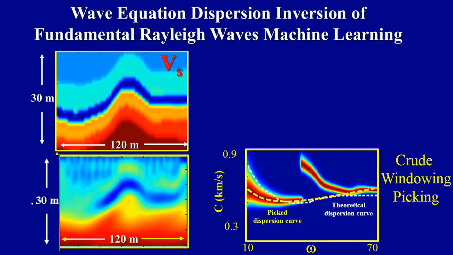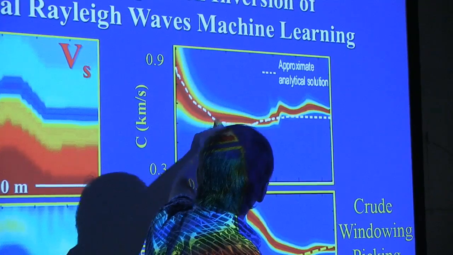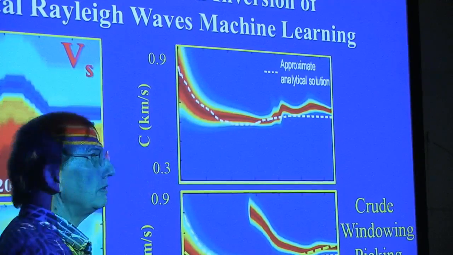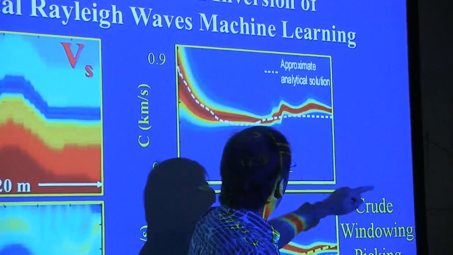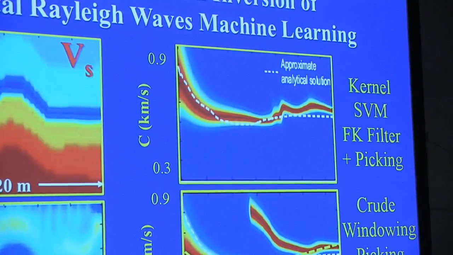What happened if you use machine learning to do the picking? If you use machine learning to do the picking, in the FK domain, try to window out everything but the fundamental mode, and then the dispersion curve associated with it, bingo. You got that. And that looks like it agrees much more, both at the low frequency range as well as the higher frequency range, with our pseudo-theoretical curve.